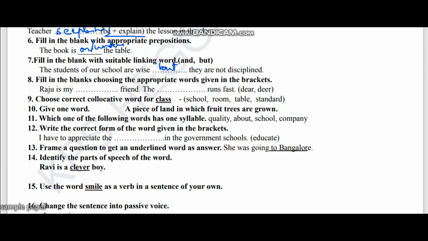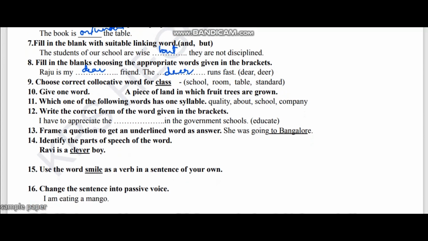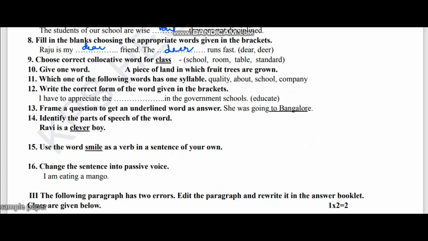8, fill in the blank choosing the appropriate words given in the brackets. Raju is my dash friend. The dash runs fast. For the first blank, D-E-A-R, dear friend. For the second blank, D-double-E-R, the deer runs fast. Number 9, choose the correct collocative word for class. The right option is classroom.